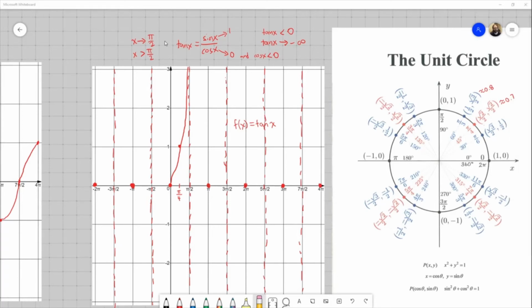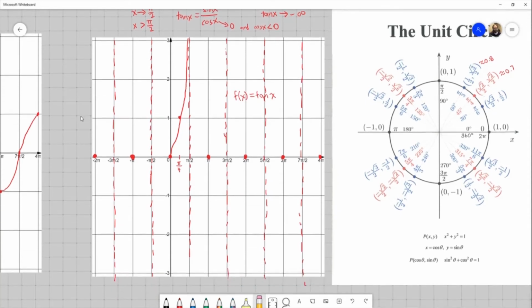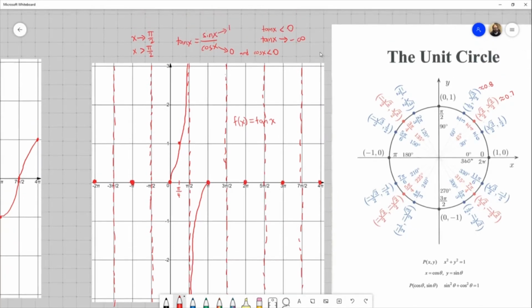So as x gets closer and closer to pi over 2 with x bigger than pi over 2, since tangent is negative and the numerator is close to 1 and the denominator is close to 0, tangent's going to be getting very big and negative. And so on the right side of this asymptote, we're going to be going down to negative infinity, or very low on the graph here. So between pi over 2 and pi, our graph is going to look something like this. And we could use some similar arguments to show that between pi and 3 pi over 2, the graph looks like this.